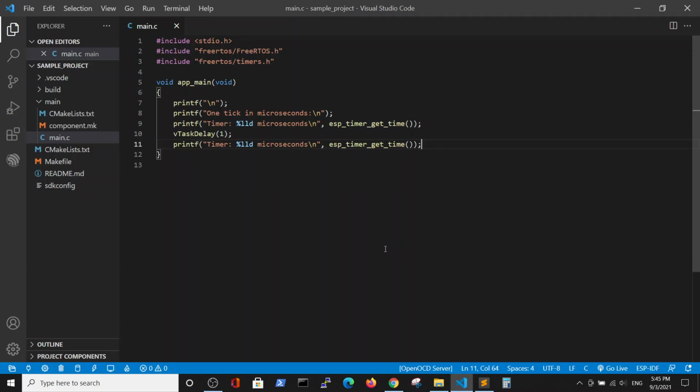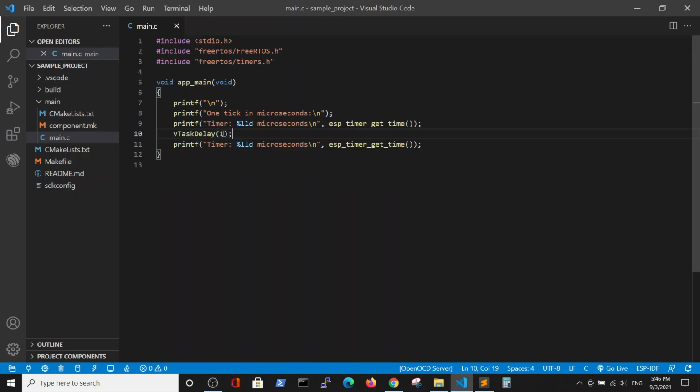This video is about the delay command, which in FreeRTOS is vTaskDelay, which you have here. V stands for void, which is returned from this function, and taskDelay is the delay of the specific task, which is not presented here for simplicity, in number of ticks.